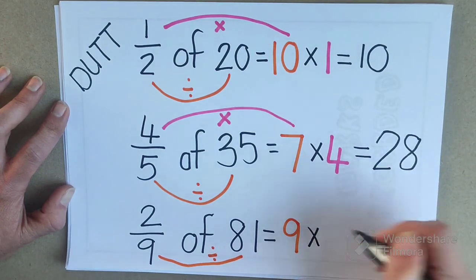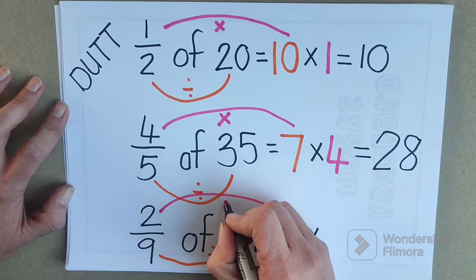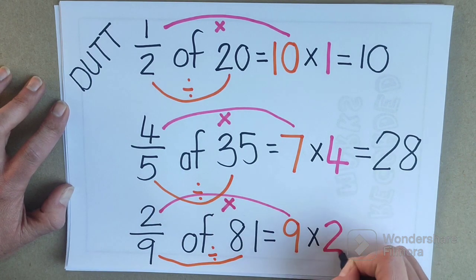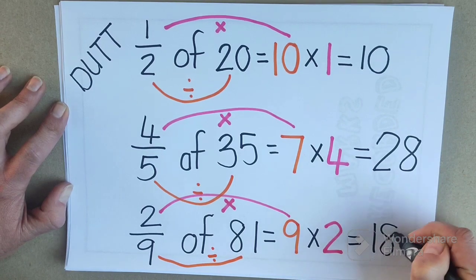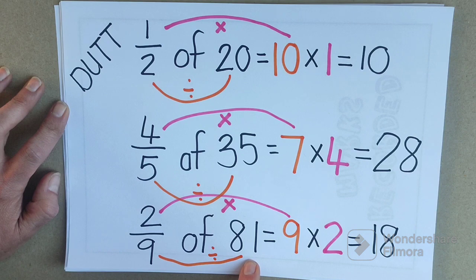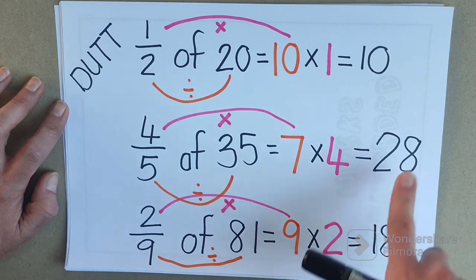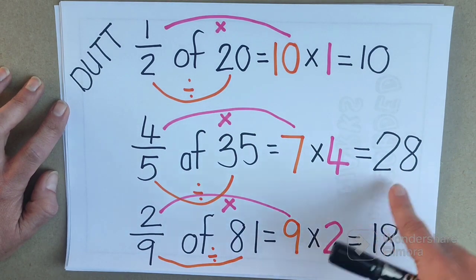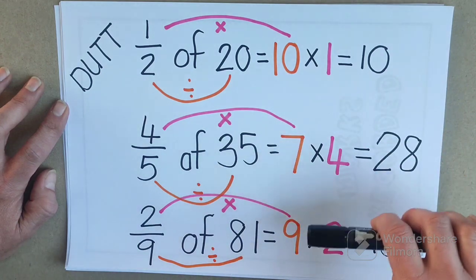And now I'm going to times it by the top number again. So my answer, I multiply by the top number. And 2 times 9 gives me 18. So if I say to you, you can eat 2/9 of a pizza with 81 slices, you can eat 18 slices of that pizza. And that's all that it is. That is fractions of a whole.